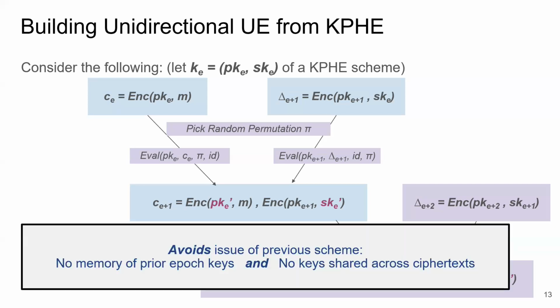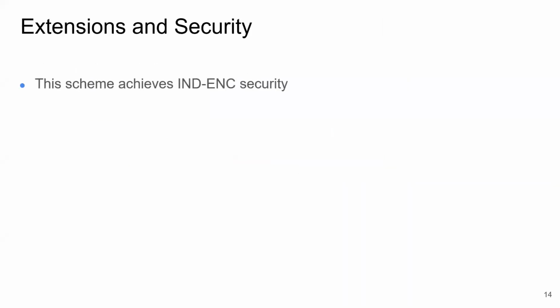Okay, so now it avoids the issue of the previous scheme. There's no memory of prior epochs because we're transforming the keys into new random keys. And there's no keys shared across any ciphertext because we have a different random permutation for every update operation. Okay, great. So this scheme, you can prove achieves the end-ind notion, this kind of CPA notion of updatable encryption.